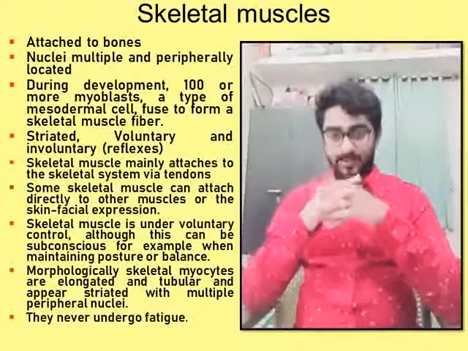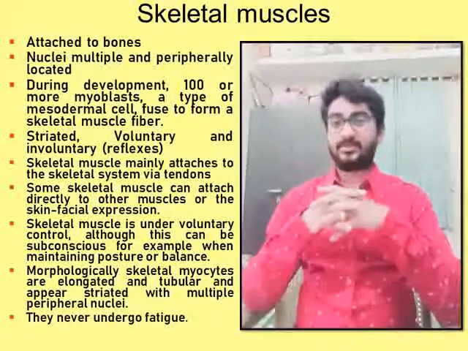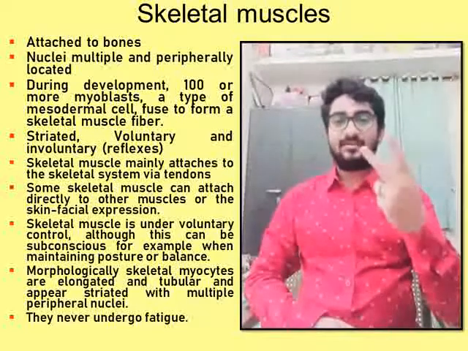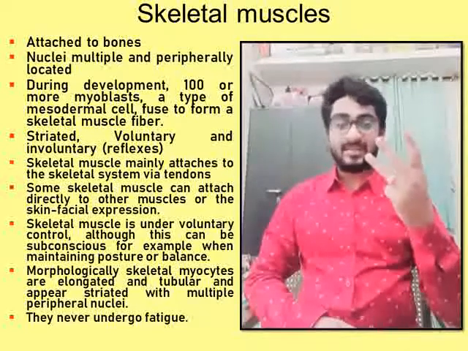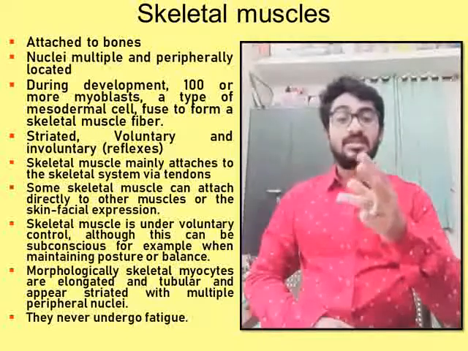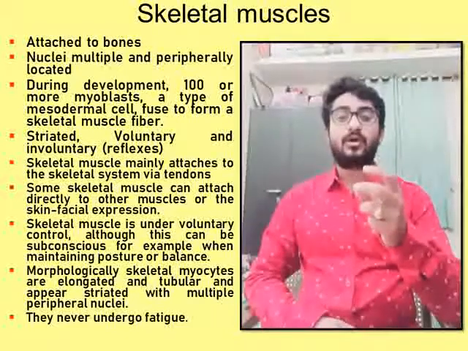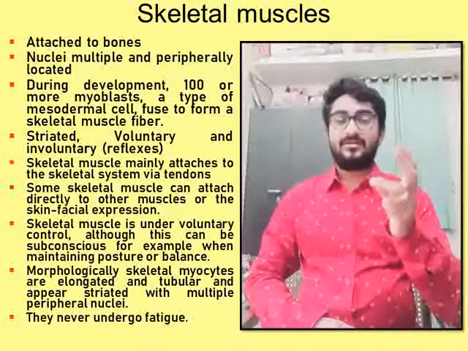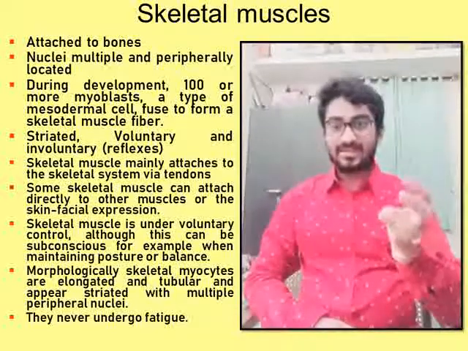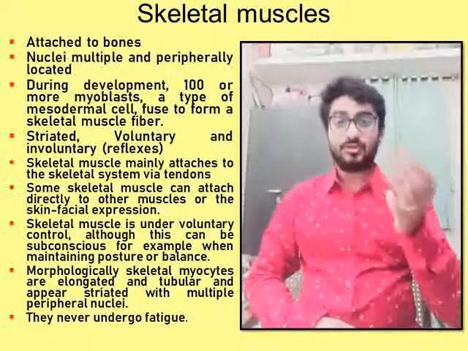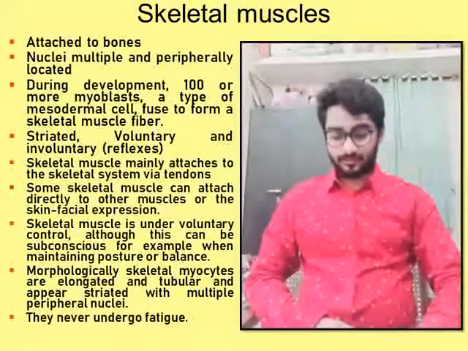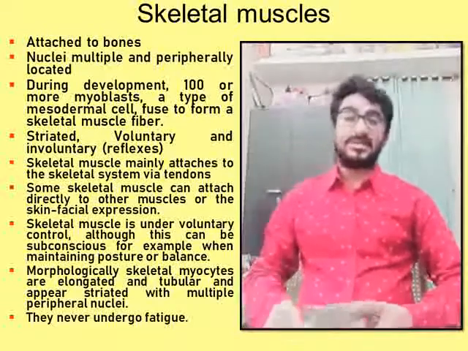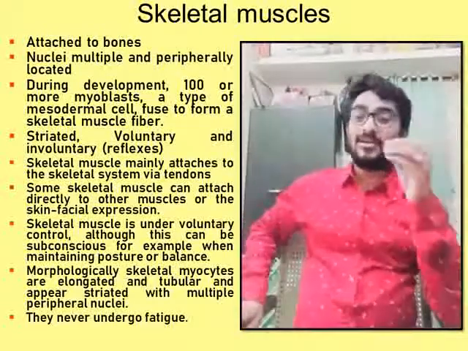As far as muscles are concerned, they are mainly divided into three types. One is skeletal muscles, second is cardiac muscles, third is smooth muscles. The cardiac muscles and skeletal muscles are both commonly called striated muscles, and the smooth muscle is called non-striated muscle due to the absence of striations. Coming to the skeletal muscles, as the name indicates, they are attached to the skeleton.